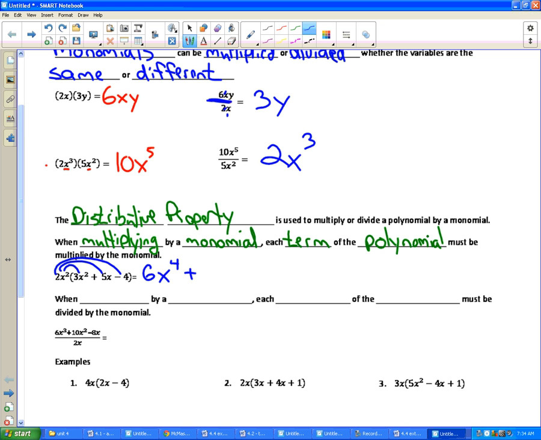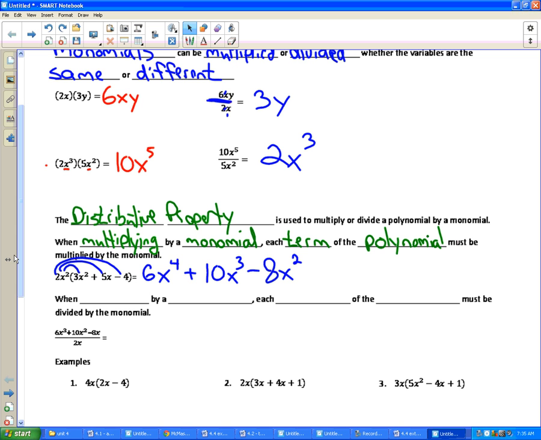The next one, we have 2x squared times 5x. So we're going to have 10. We're going to add our exponents, so we're going to have x cubed. And lastly, we're going to say, okay, 2x squared times a negative 4. We're going to have a negative 8, and we have an x squared. So there is the answer for that one.